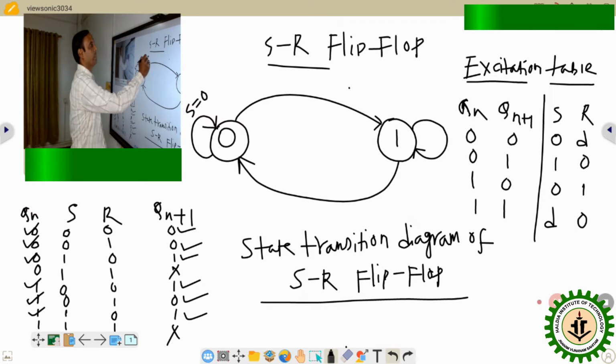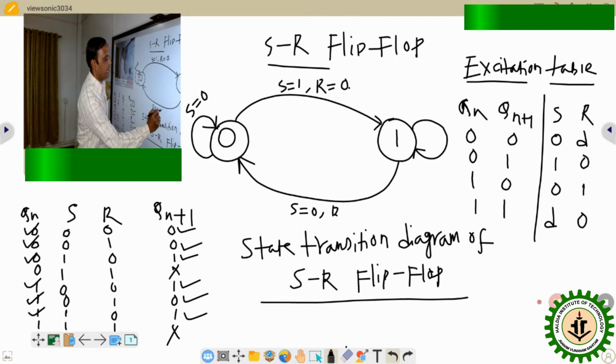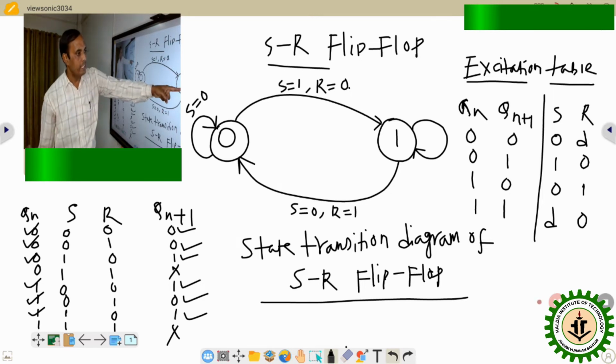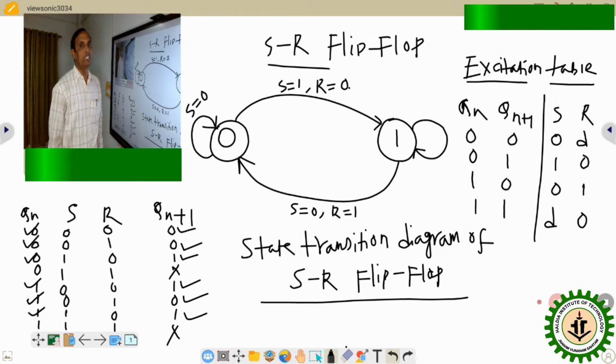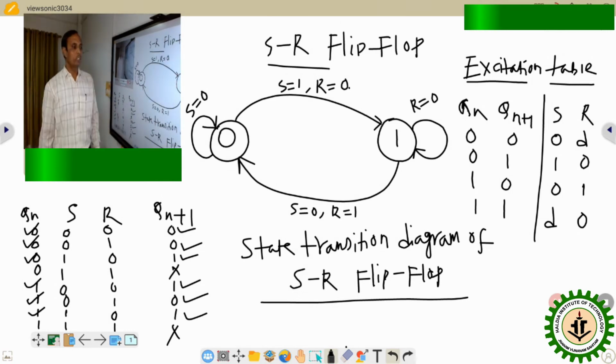That means set condition. S equals to 1, R equals to 0. For 1 to 0, S equals to 0, R equals to 1. That means reset condition. And for 1 to 1, it is S don't care, R 0. R 0 means that is the set condition, because R is indicating reset. If R value equals to 1, that is indicating reset condition, but here R equals to 0. That's why it is set condition. So this is the state transition diagram of SR flip-flop.